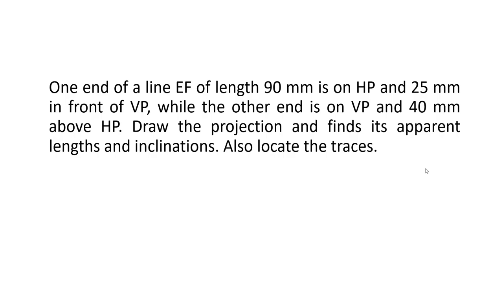In this video, we will see a question based on projection of lines. It's a special type of question in which one end of the line is on HP and the other end is on VP. The question is, one end of a line EF of length 90 mm is on HP and 25 mm in front of VP, while the other end is on VP and 40 mm above HP. Draw the projection and find its apparent length and inclinations. Also locate the traces.